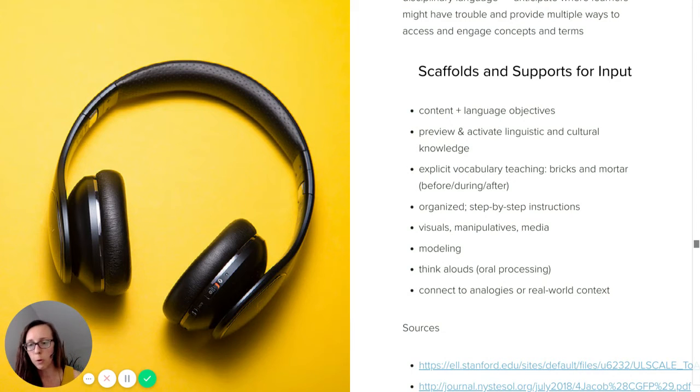And that can happen before the lesson. It can happen during a lesson. It can happen after a lesson. Sometimes teaching a word after we have common understanding of what that word means is just as effective, or even more so, than trying to teach it before we get started with that concept.